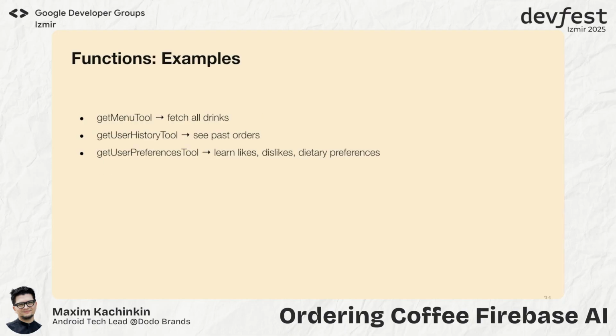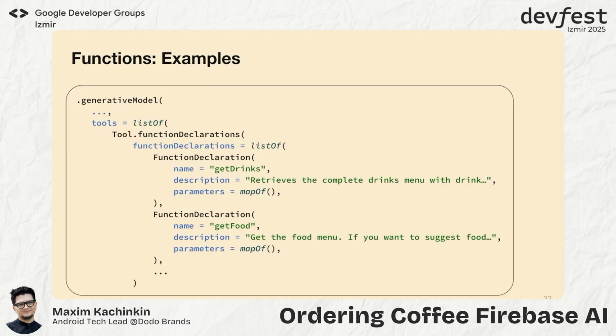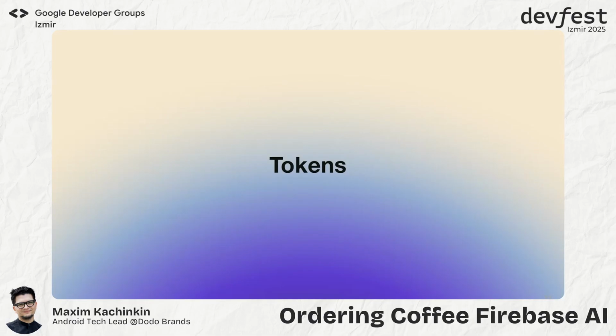And for example, for the Coffee app, we can break down the functions like get menu, get order history, get user preferences, likes, dislikes, and so on. And then we just register all of these functions in the model, like get drinks, put the name, description, and we are done. And then tokens, a super important part.